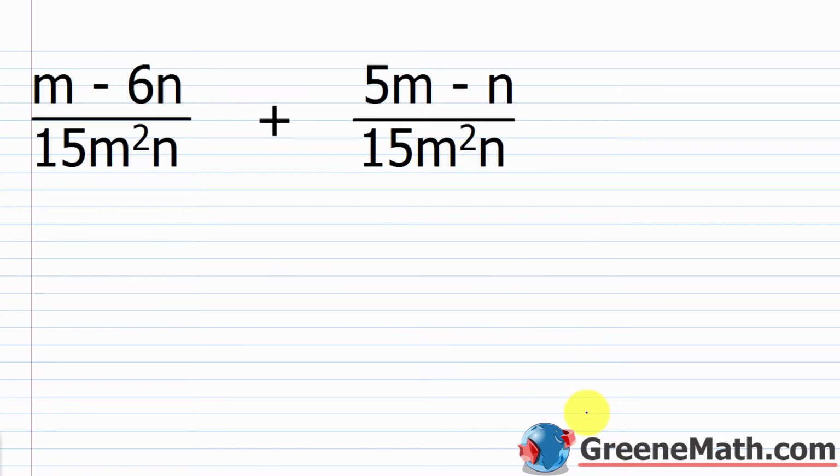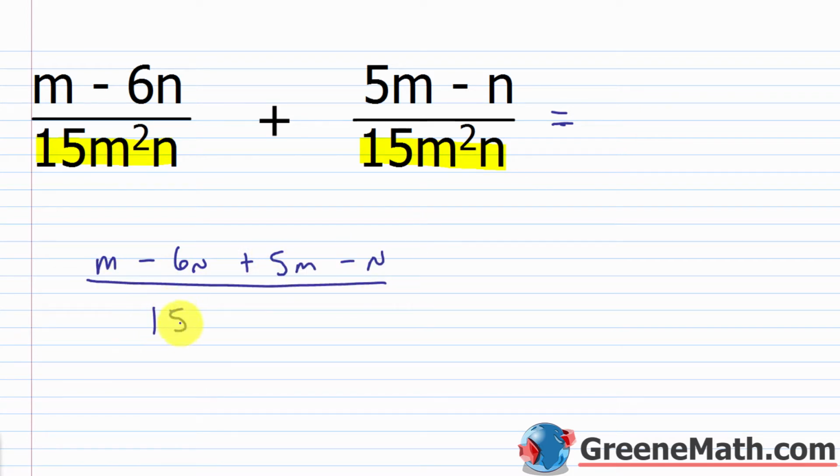So let's suppose we have (m - 6n) over 15m²n plus (5m - n) over 15m²n. So again, the same denominator. If I have a common denominator already, all I need to do is very simple. I'm just going to add the numerators. So I would have (m - 6n) + (5m - n) over that common denominator of 15m²n. So I'm just going to combine like terms in the numerator.